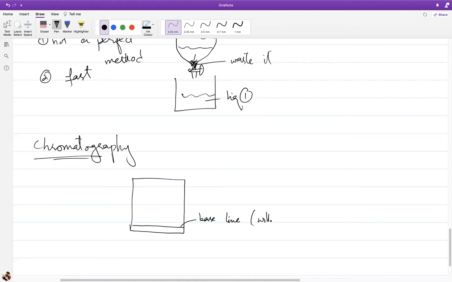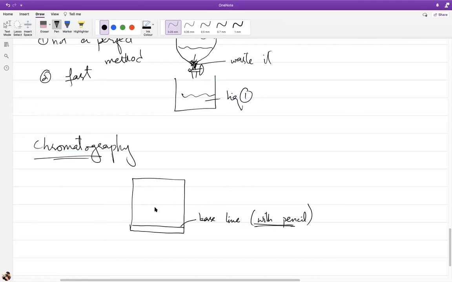And it is always with pencil. Make sure that if you're writing about it, mention that you're using a pencil. Why? Because we want something that doesn't dissolve. There is no solvent that you use in O levels that will dissolve a pencil, because pencil has graphite in it.